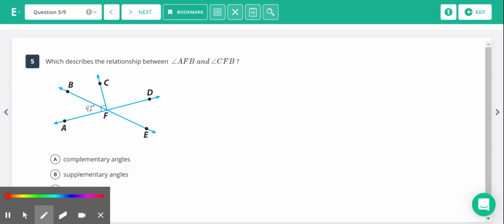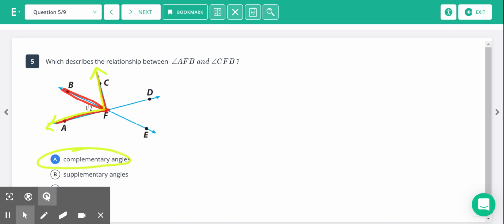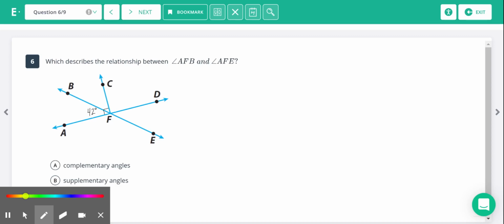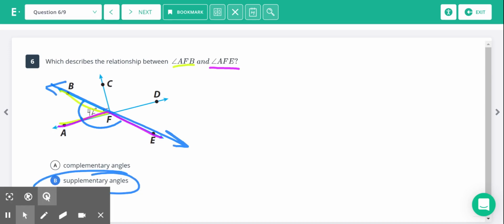Number 5, which describes the relationship between AFB and CFB? AFB and CFB form this 90-degree angle. So the best way to describe this relationship is complementary. Number 6, which describes the relationship between AFB and AFE? Both of these angles come together to form this straight angle. So that is a supplementary angle pair that adds to 180.